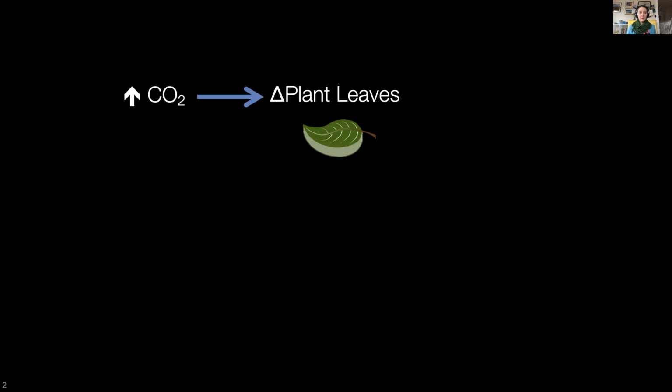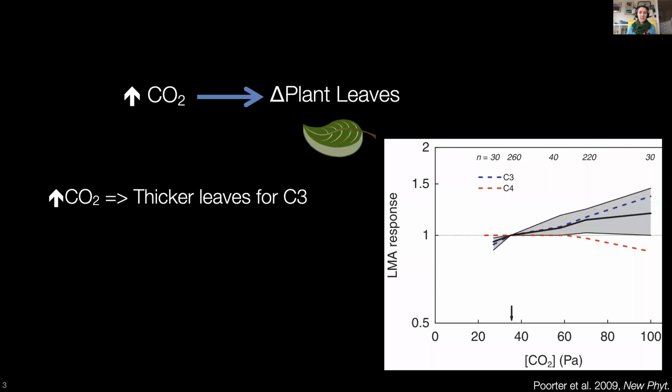I'm going to start today by talking about the idea that increases in carbon dioxide can alter the traits of plants, in particular the traits of plant leaves. One example of this is in this paper from Porter et al. in 2009, a meta-analysis analyzing responses of leaf mass per area, or leaf thickness. They found that an increase in carbon dioxide concentration led to thicker leaves per area in C3 plants.